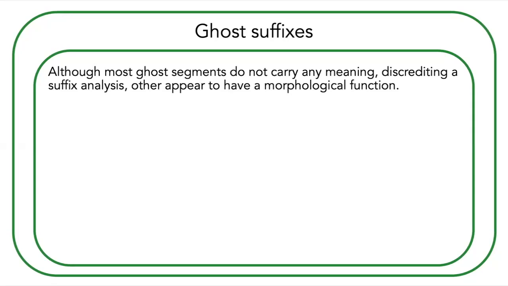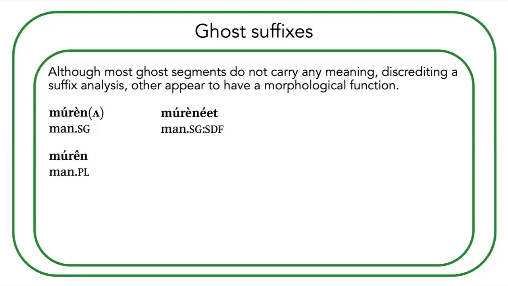If we don't think that ghost segments are inserted and they're not suffixes, then they shouldn't have a morphological function. They should always be part of morphemes. But that's not the case. Sometimes we do find ghost segments that have a meaning, have a function. For example, I have here the noun for man, which has a ghost segment R. And we can see this ghost segment appear in the singular definite. If the ghost wasn't there, we would expect something like murenit, but we get murenet. In the plural, on the other hand, we get a different tone pattern, and we don't get any ghost segment after it.